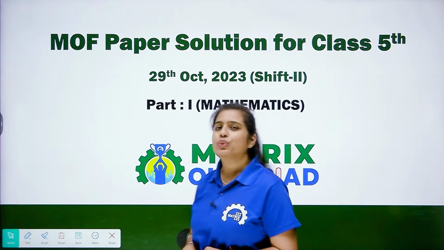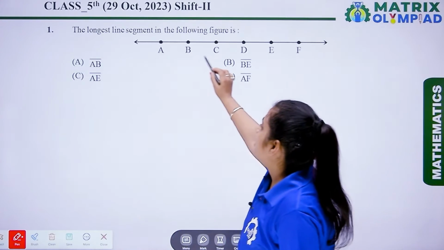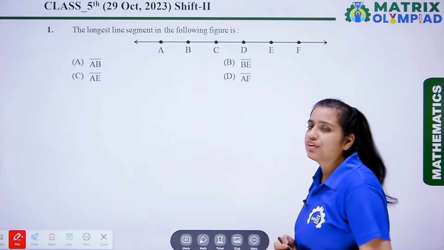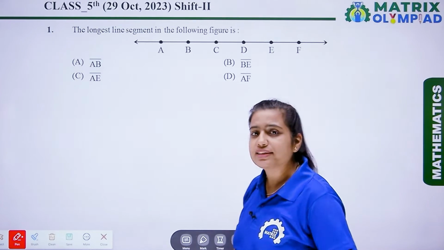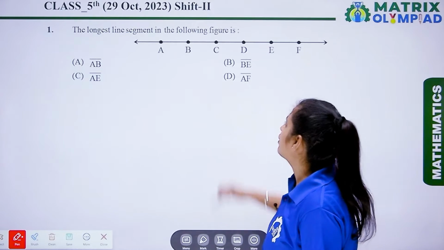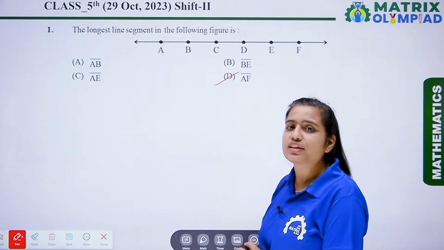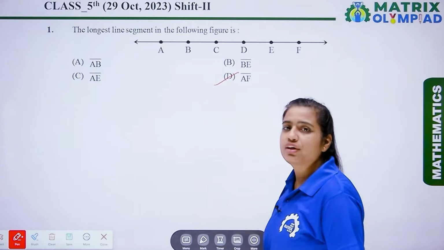Let's move on to the first question of this paper. The longest line segment in the following figure is. So here we have to find out the longest line segment in the following figure. Out of these four options, we can say that option D is the correct answer, as AF is the longest line segment in the following figure.